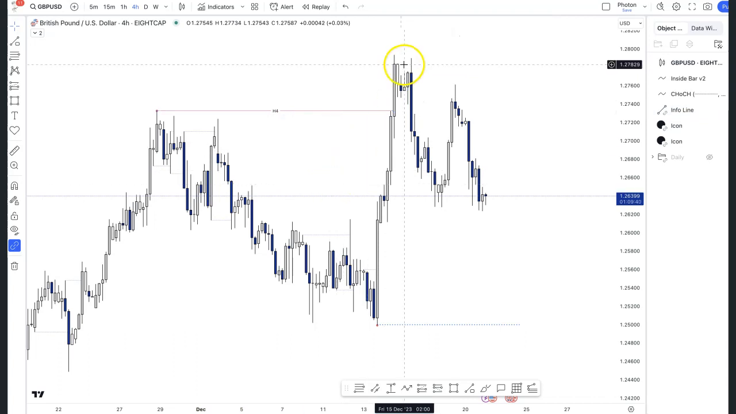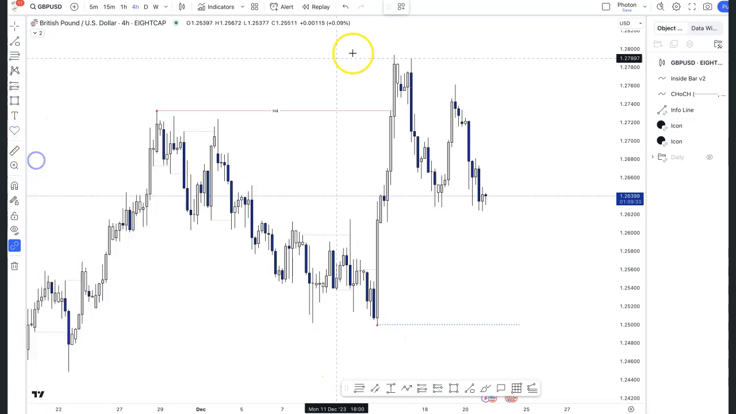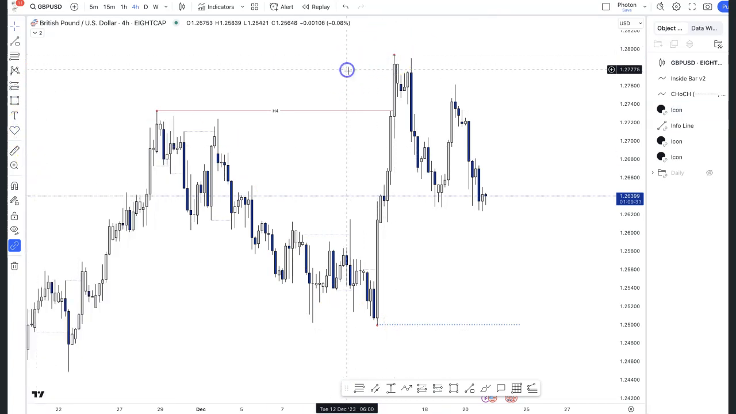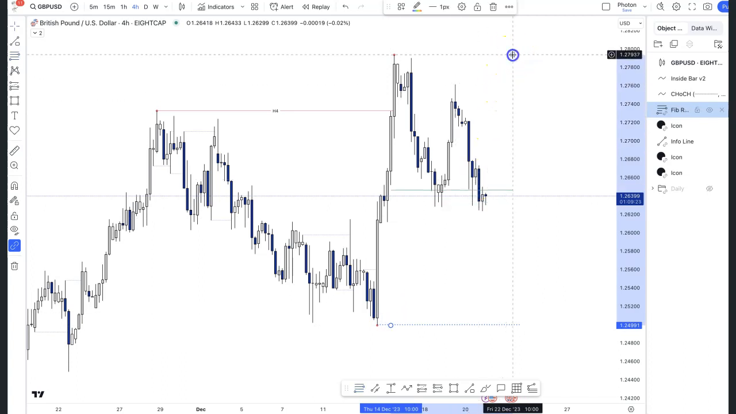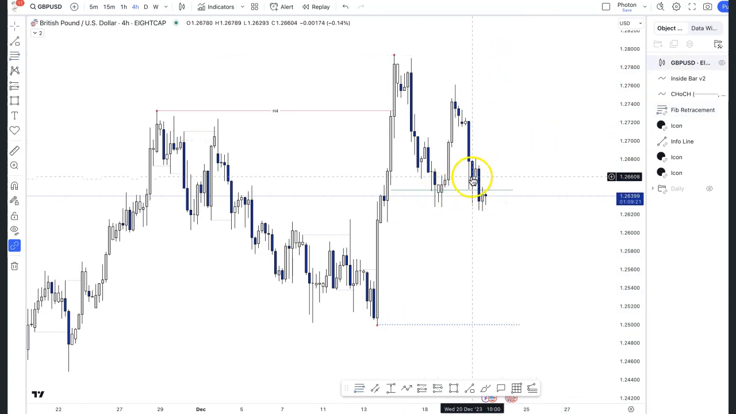So after a break of structure, we can expect a pullback. So I'm also going to mark another, yeah, so this is the pullback that's already started. Where are we as far as the premium and discount is concerned? So we are currently in the discount, and I would expect this bullish trend to continue until it doesn't.